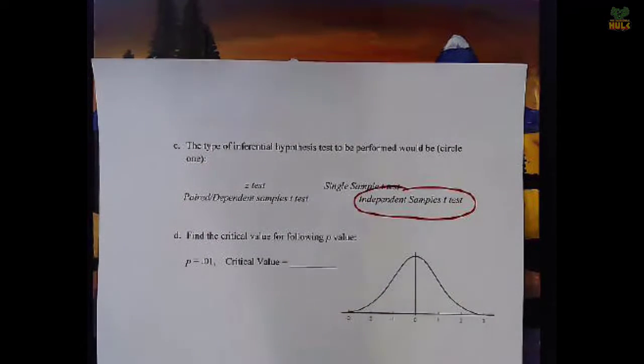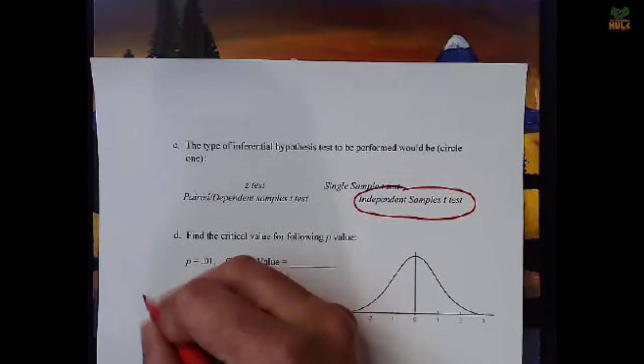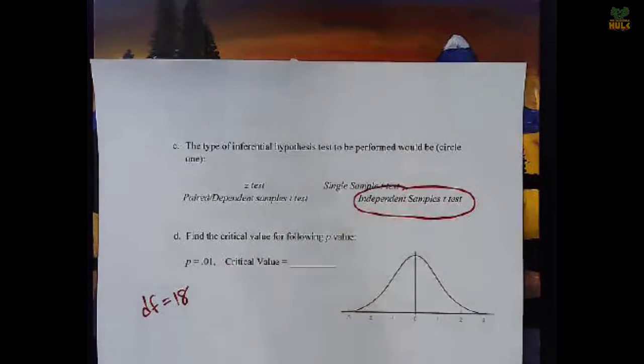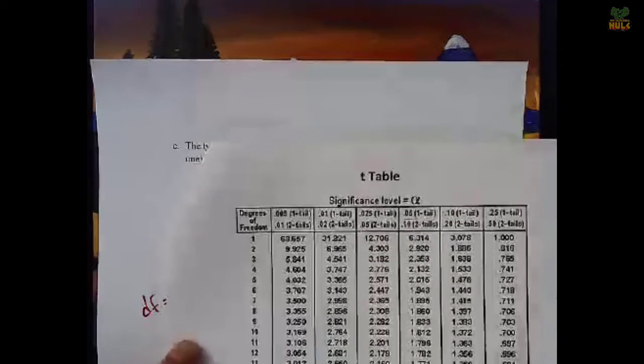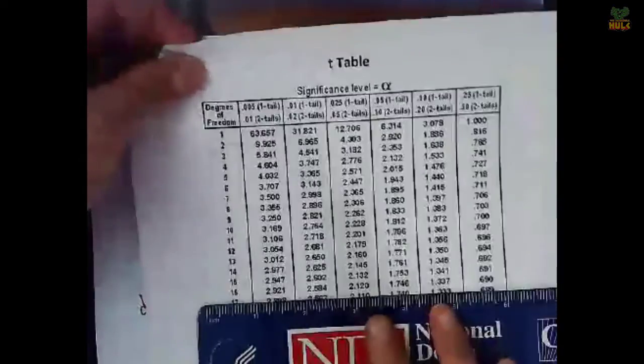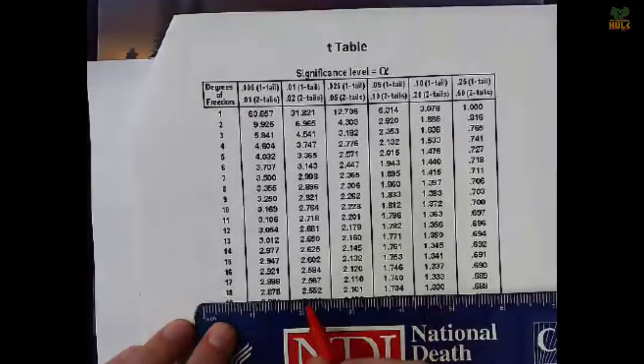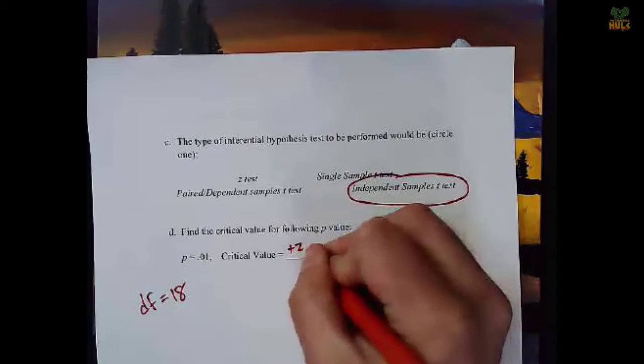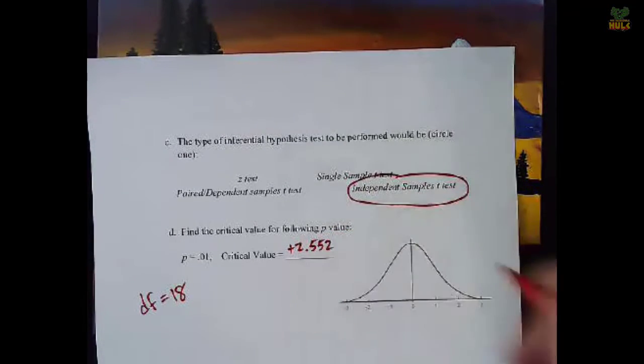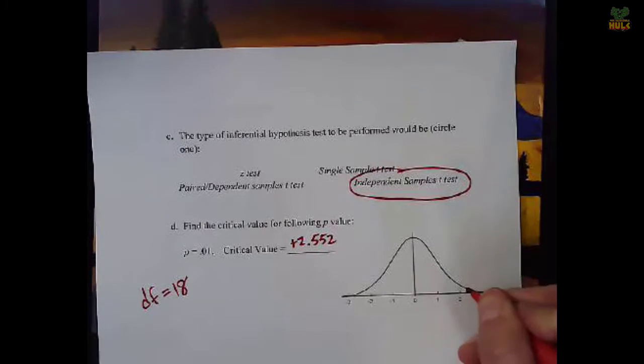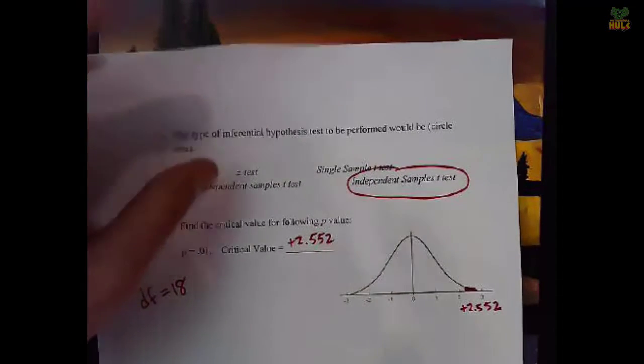Degrees of freedom of 9 in each group means if you combine those two groups, your degrees of freedom total is 18. So a p equals 0.01 in one tail with degrees of freedom of 18. Let's find where that 18 happens to be. And there we go. It is a positive 2.552. What we would say is in this tiny little wedge down here, 2.552.